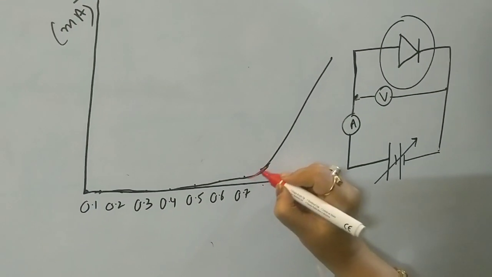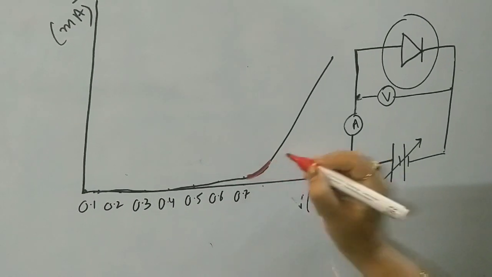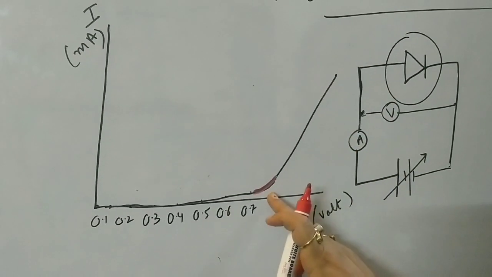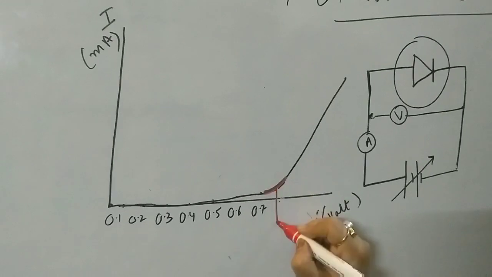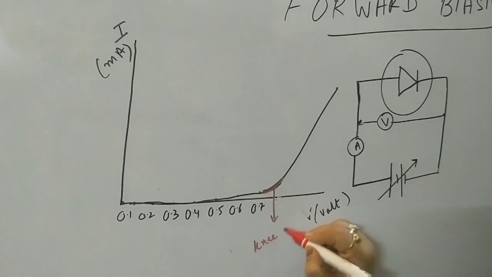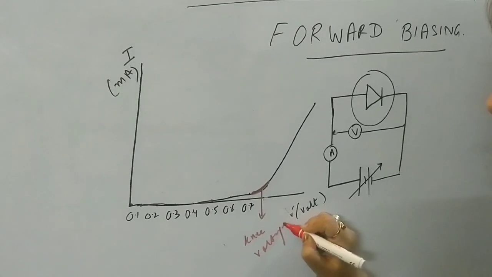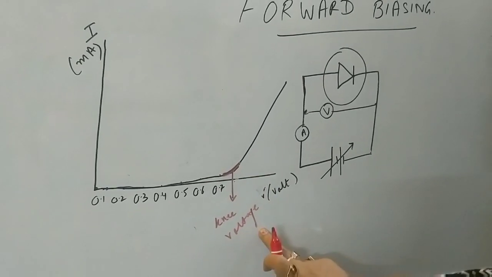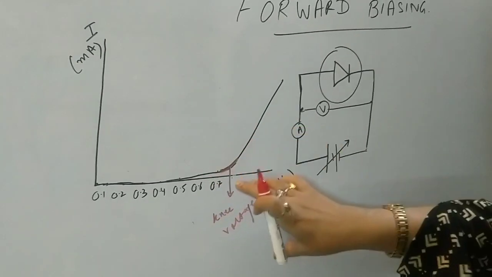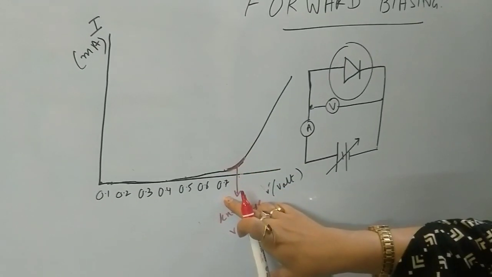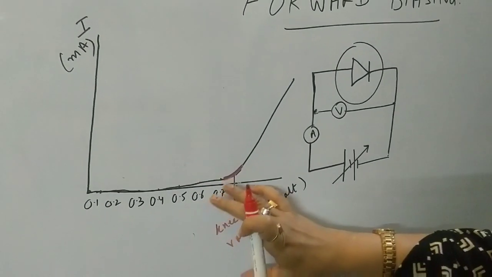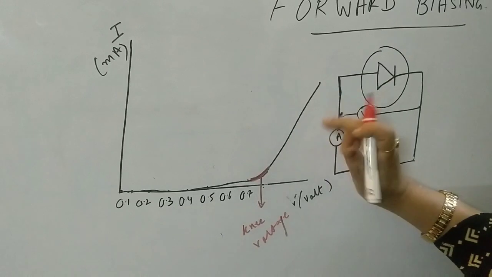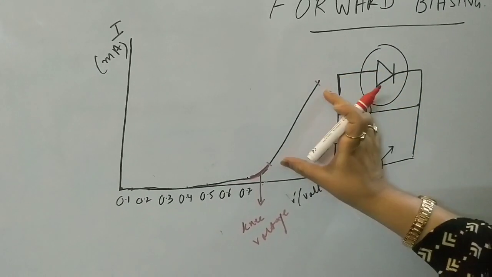Now this particular point where the current has increased rapidly, we can see from the figure it represents the knee voltage, because we can see it resembles a human knee. So we can say that this is called the knee voltage. And what is the knee voltage? Knee voltage is that voltage where the potential barrier has been crossed, depletion layer has vanished and the current has increased rapidly.